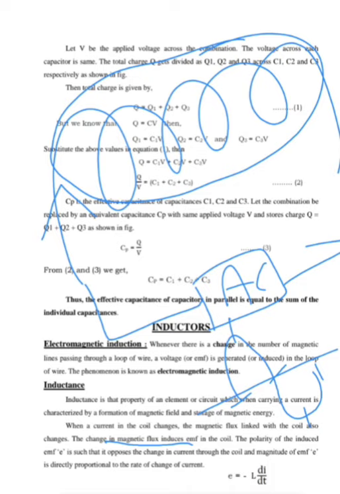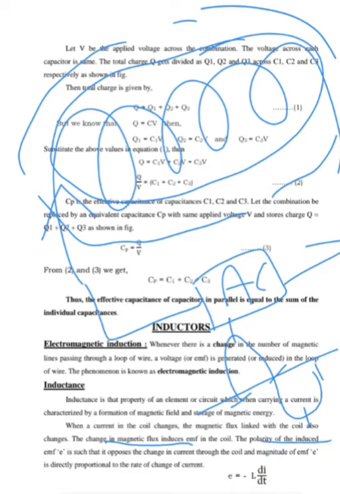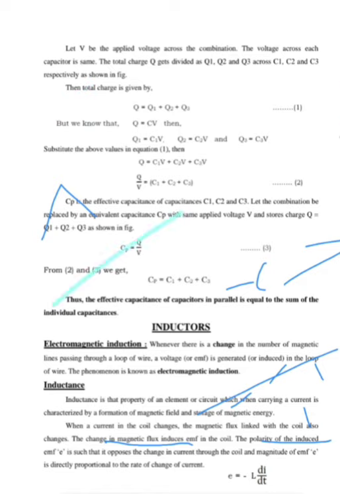Since the current flowing in the coil is changing continuously, the magnetic flux linking with the coil will also change. The change in magnetic field will induce an EMF in the coil. An EMF, that is E, will be induced, in the sense will be generated, and the polarity of this induced EMF is such that it opposes the change in current through the coil.